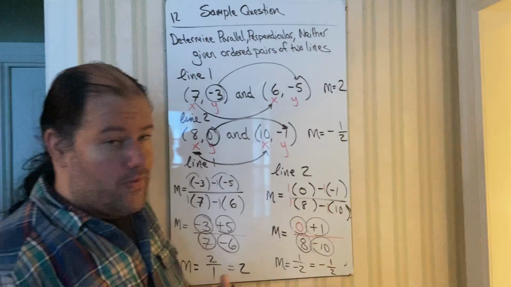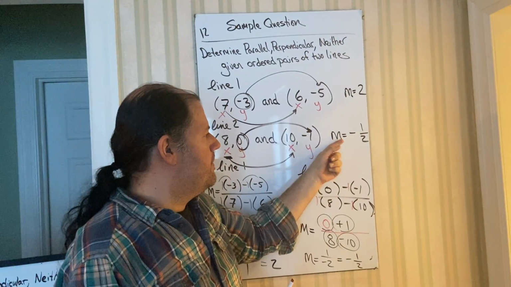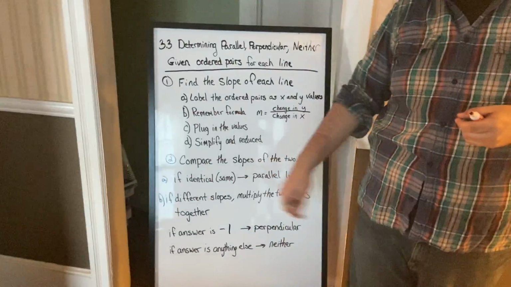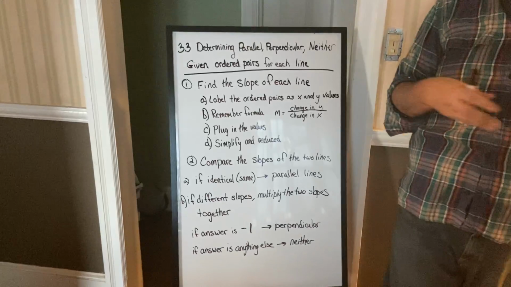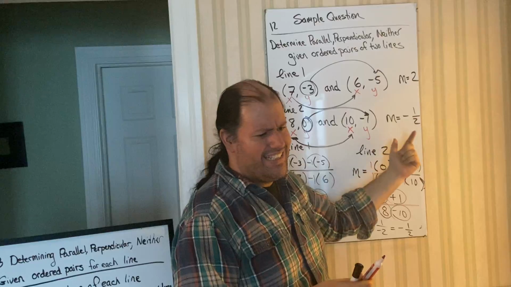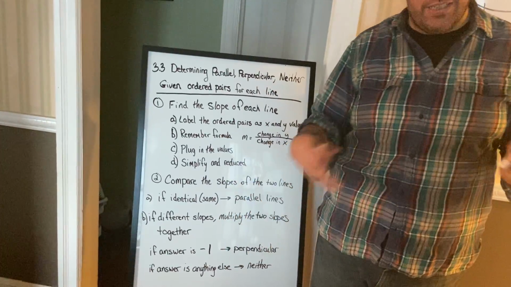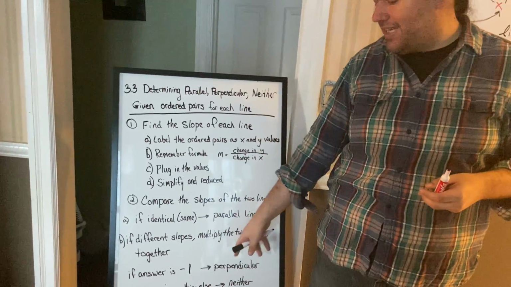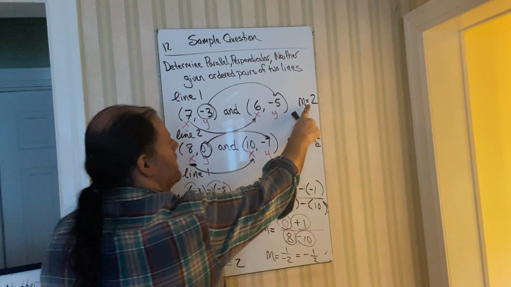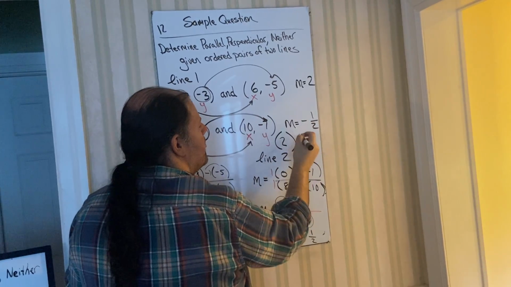So you ask yourself, now that I found the slope of line 1 and found the slope of line 2, we said our next step is always compare the two slopes. Ask yourself, are they the same? Are they identical? Are they equal? No, one's +2, one's -1/2. That's not the same. So boom, automatically we can eliminate parallel. If the two slopes are different, which they are, let's multiply. So let's multiply this and this together. 2 times -1/2.